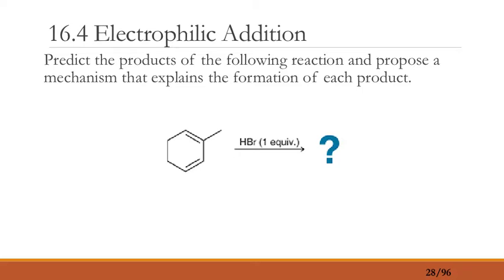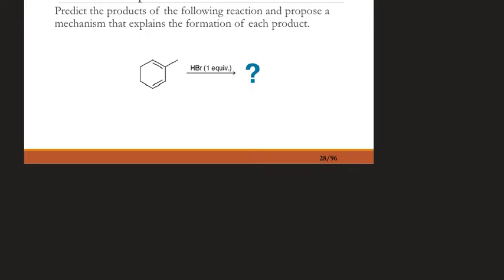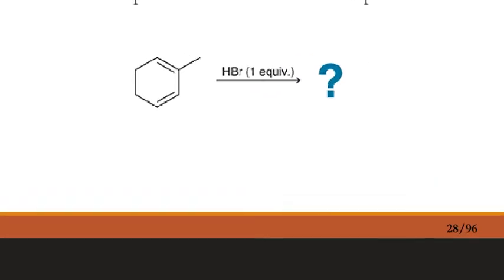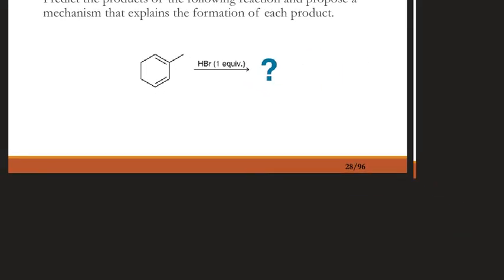All right, so predict the products of the following reaction and propose a mechanism that explains the formation of each product, or maybe products. There's 2 alkenes here, though, and there's only one equivalent of HBr. So let's draw this out. All right, we could have that double bond attack, or we could have that double bond attack.